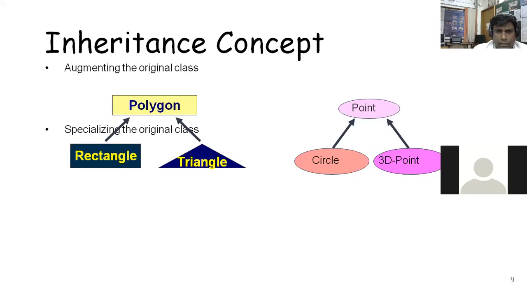Basically inheritance supports two things. One is augmenting the original class and the other is specializing the original class. मतलब specialization and generalization, these two concepts are implemented by the inheritance concept. Now just tell me about the specialization. Suppose I am asking all of you, what are you doing? What will be your answer? Anyone?